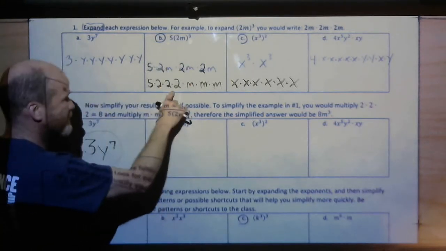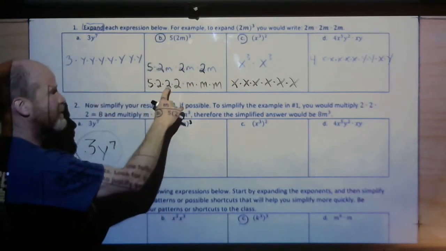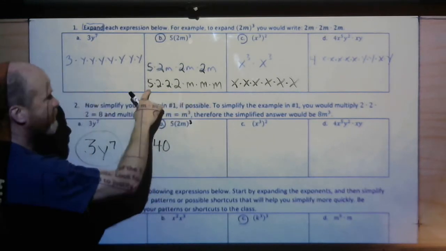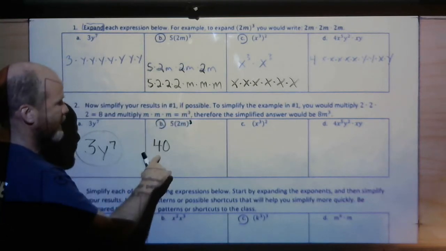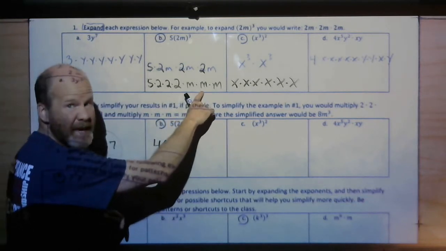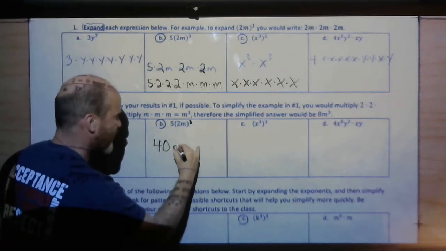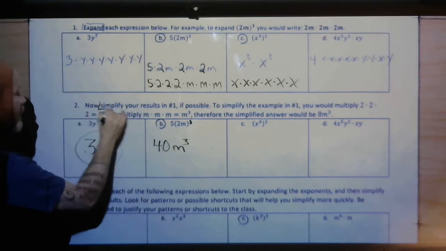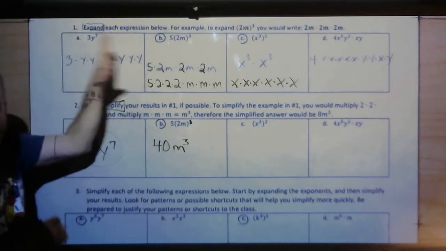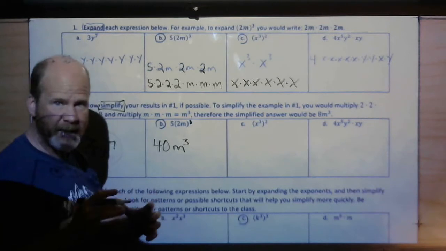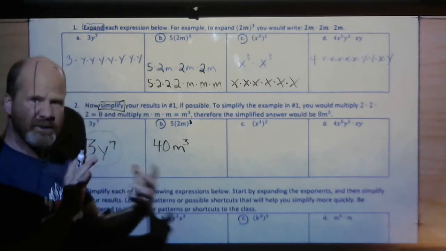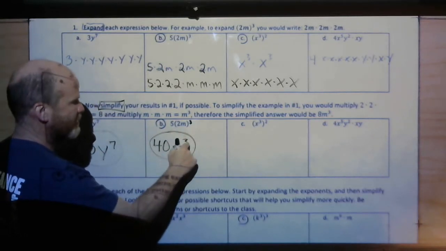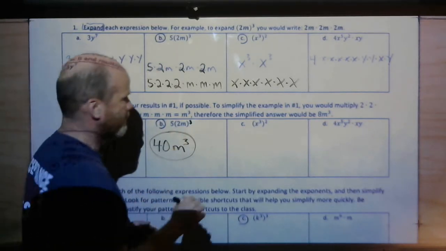But let's go ahead and drop this down. 5 times 2 is 10, times 2 is 20, times 2 is 40. We got 5 times 2 times 2 times 2 is 40. Now let's do our m times m times m is m cubed. This is our simplified form. So up here, we were expanding it. Now we're simplifying it. We're putting it in the form that just makes the most sense, easiest to work with here. 40m cubed, or 40m to the third power. That's our simplified form here.